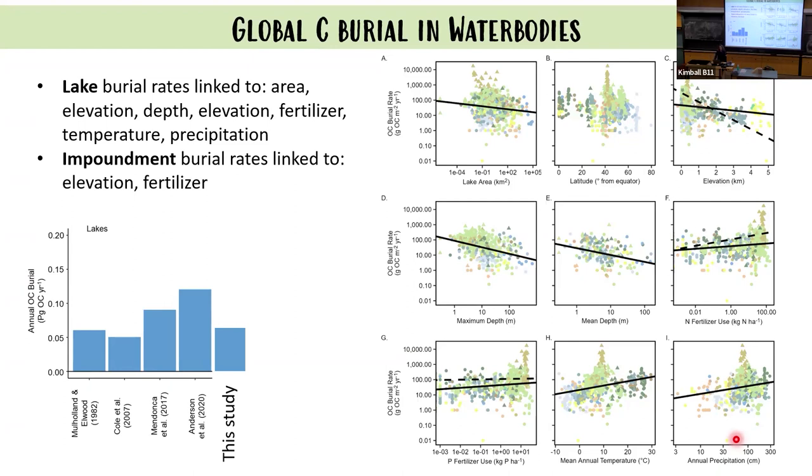We still need to get down to what's happening at the level of our small lakes and ponds, because this is a spatially explicit model, and we only have spatially explicit data for where lakes are located if they are greater than 0.1 square kilometers. Most of our lakes are much smaller than that.